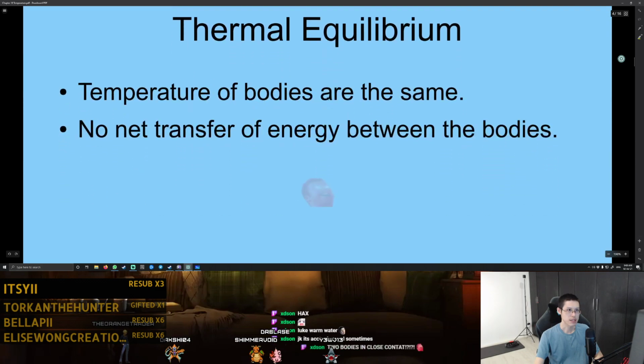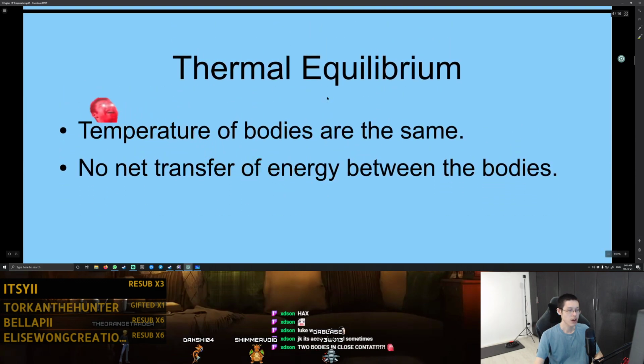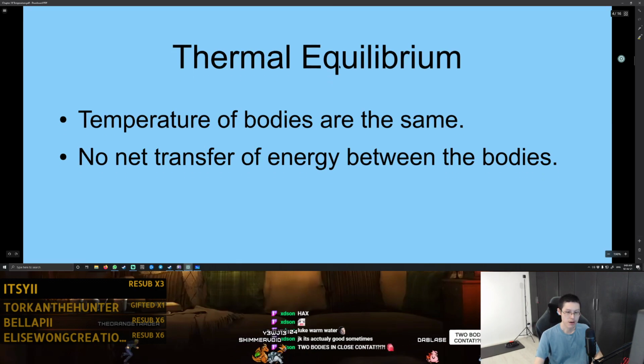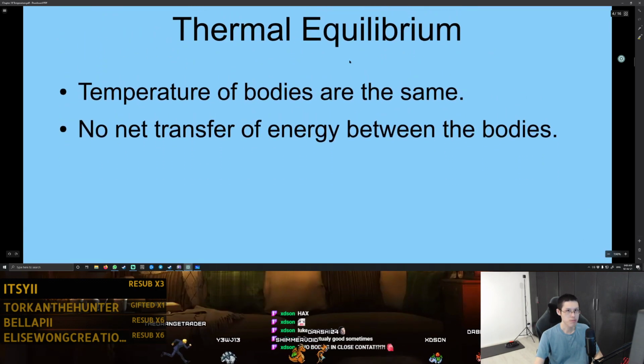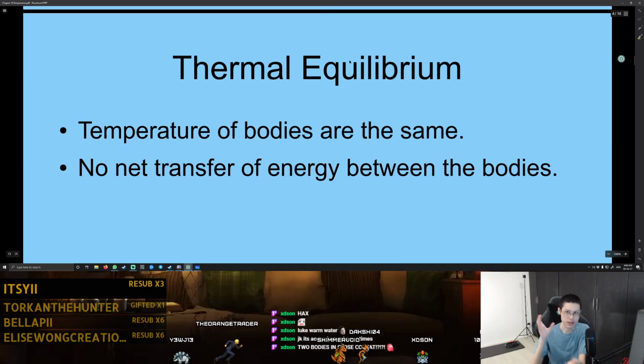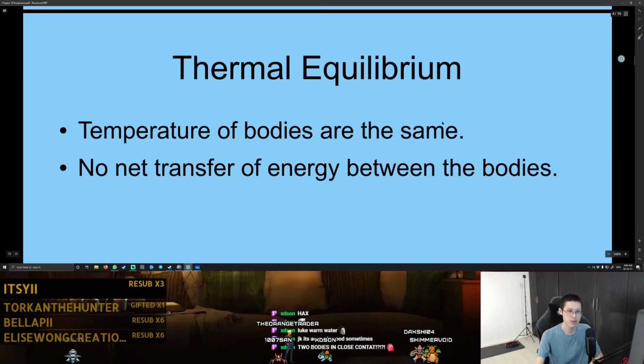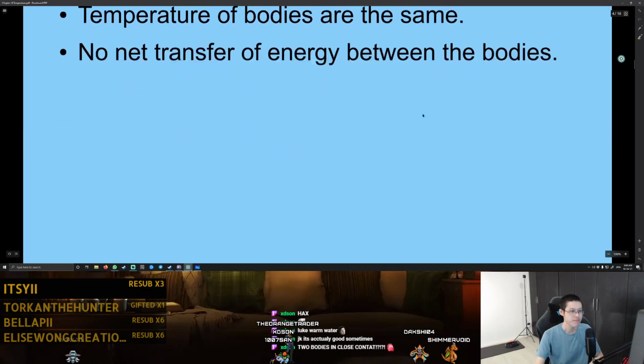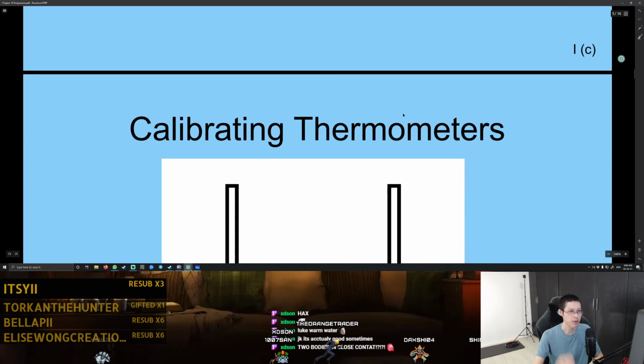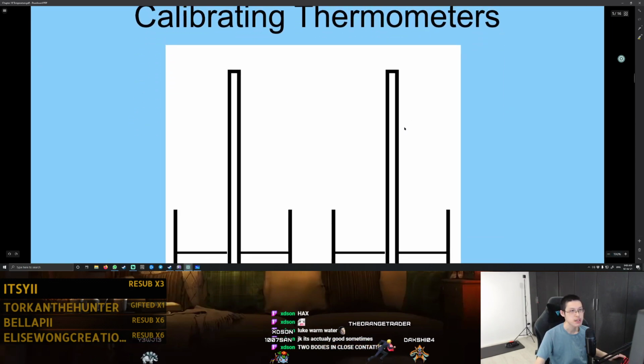So that is the driving principle behind thermometers. Basically, whenever you put two bodies with different temperatures next to each other, eventually at some point they would have the same temperature because of the laws of entropy. You don't have to worry about what entropy is. It's not in your syllabus.